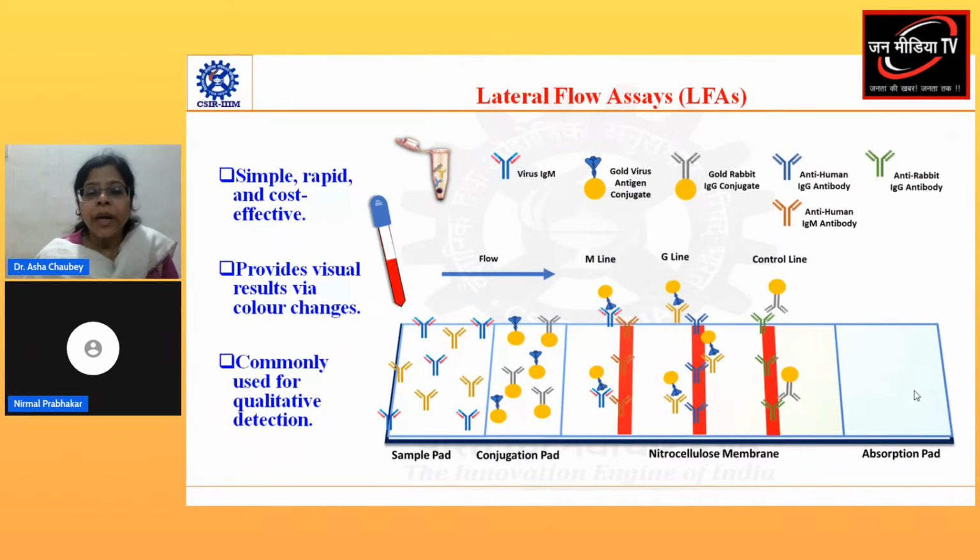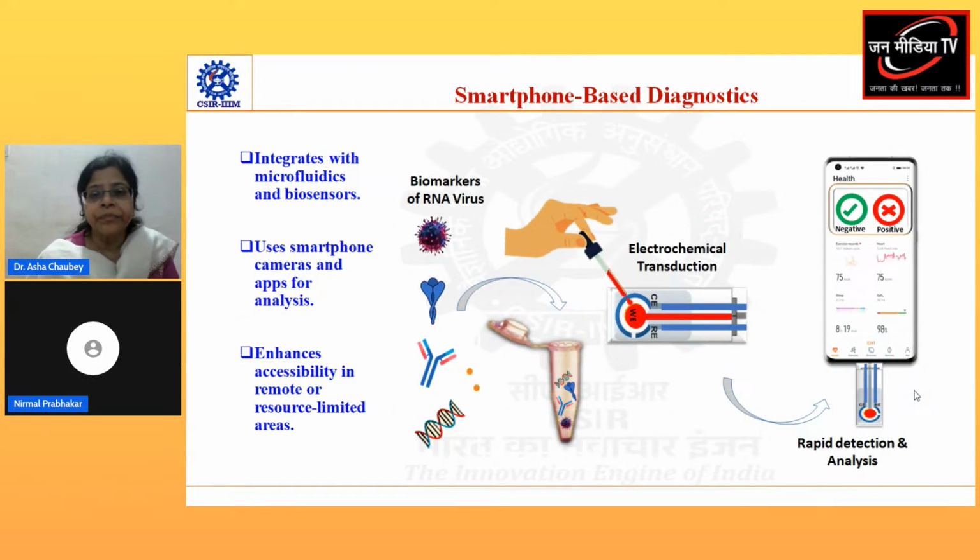And then lateral flow assay. So lateral flow assay, why is it very important? Because if we add the sample to one side, the fluid can flow in a lateral manner, and it can prove to be very rapid, cost effective, and it can provide visual results, so it can be used by anyone who is not very technically sound, and it can be used for qualitative detection.